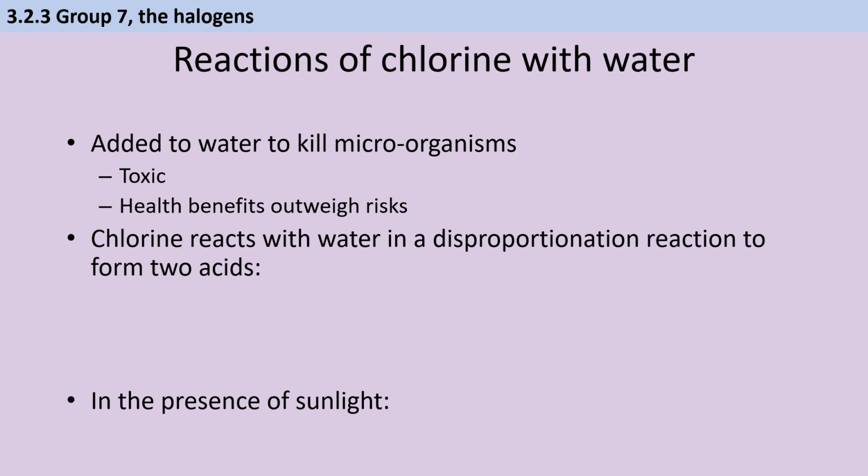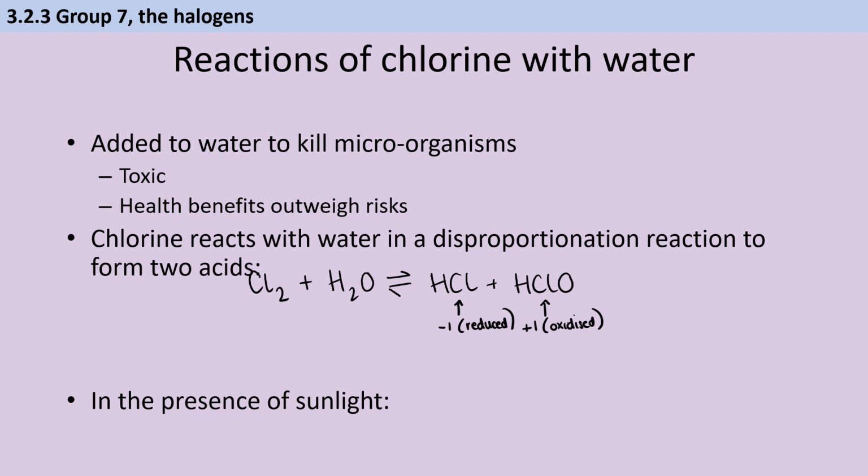Chlorine can react with water in two different ways, depending on whether sunlight is available or not. When there's no sunlight, we see the chlorine reacting with water to make two different acids, hydrochloric acid and chloric acid. This is described as a disproportionation reaction because the chlorine is both reduced and oxidised, going from an oxidation state of 0 in chlorine to -1 in hydrochloric acid and +1 in chloric acid. And we can describe these processes using half equations.